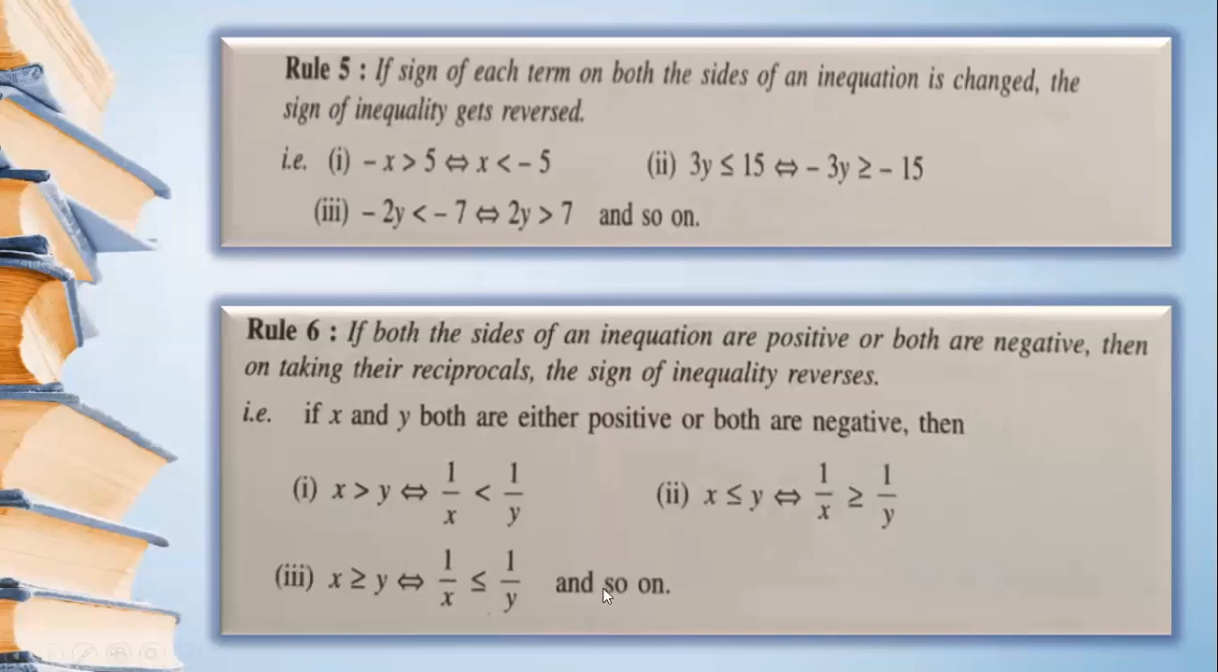And here, x is less than or equal to y. On taking reciprocals on both sides, we will get 1 upon x greater than or equal to 1 upon y. This less than or equal to sign will change to greater than or equal to. Again, if we have x is greater than or equal to y, on taking their reciprocals, we will get 1 upon x is less than or equal to 1 upon y. So, on taking reciprocals on both sides, again the inequality sign reverses.